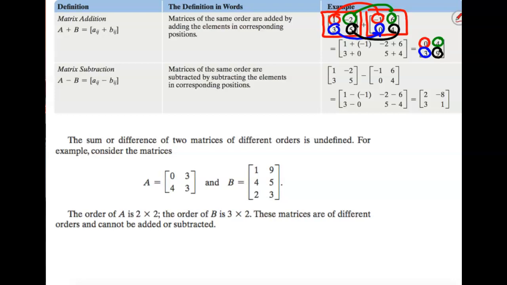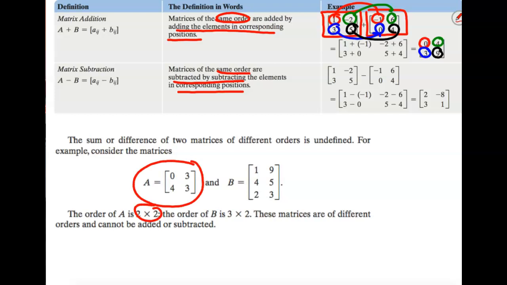So the process you go through is you have to have the same order, and then you add their corresponding elements. Same thing happens when you subtract. You have to have the same order, and then you subtract the corresponding elements. Down below here, if your matrices are not the same order, for example, this matrix A is a 2 by 2 matrix and this matrix B is a 3 by 2 matrix, you're not able to add or subtract the matrices.